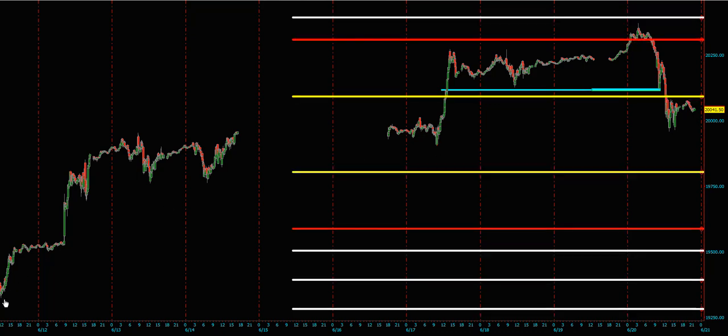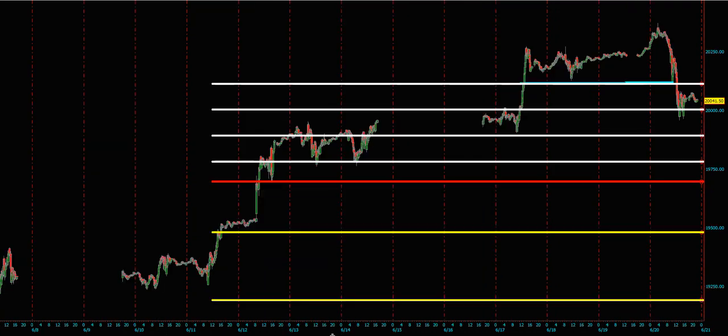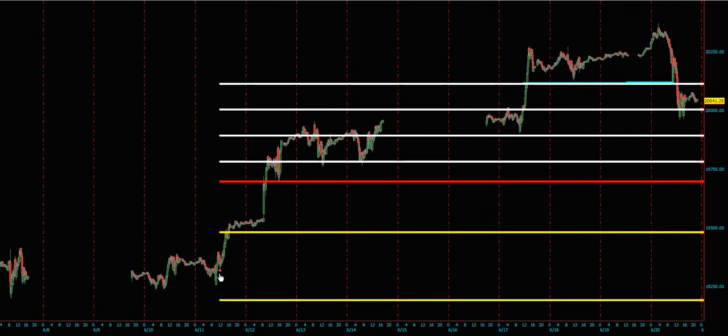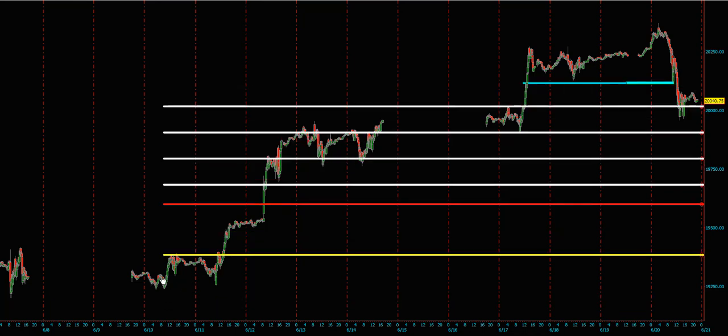So let's move it to the previous week and see how it works. We're going to do the same thing. So this week low is right here. Now what is going to happen, all these levels will start working very nicely for you. So we got this level.